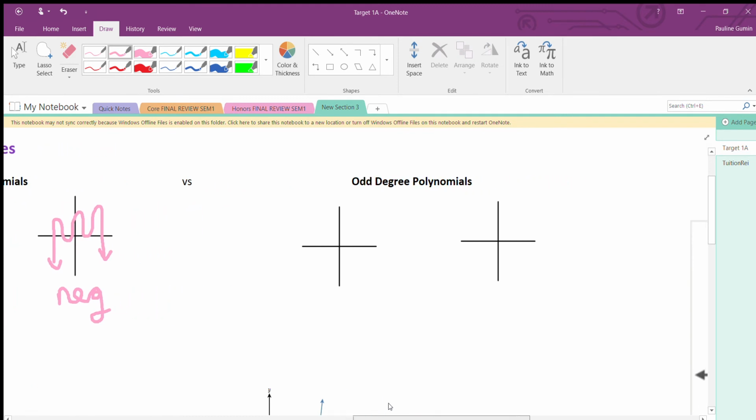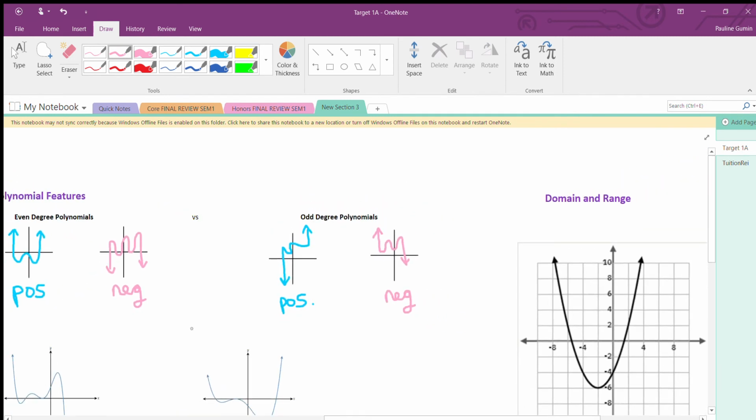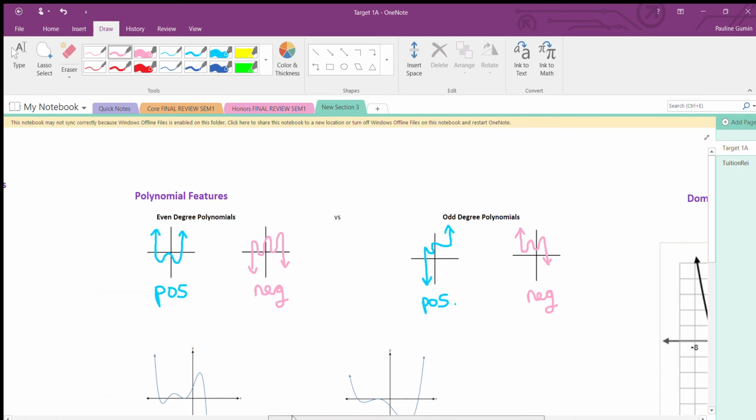Similarly for odd degree polynomials, positive odd degree polynomials, regardless of what they look like and how good of an artist Ms. Guman is, we have left arm down, right arm up. Opposite for the negative. We have left arm up, right arm down. Now in general, the easiest way I've found to remember which is even and which is odd when we look at the picture is that odd polynomials have opposite arms. They're facing in opposite directions.